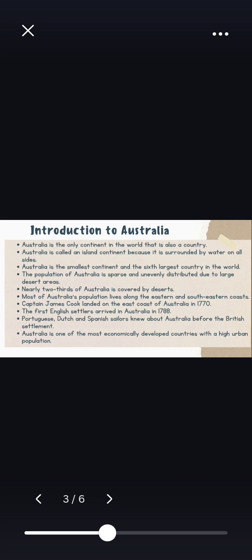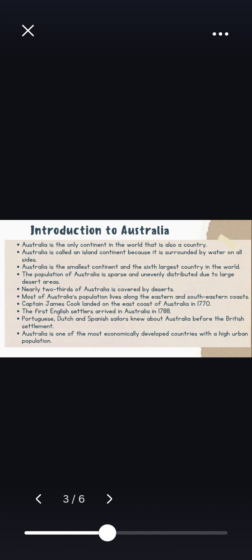Australia is the only continent of the world that is also a country. So Australia is the only one that is both a country and a continent. Australia is called an island continent because it is surrounded by water on all sides. Australia is the smallest continent of the world.